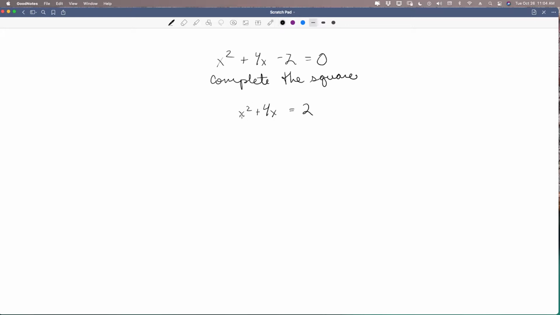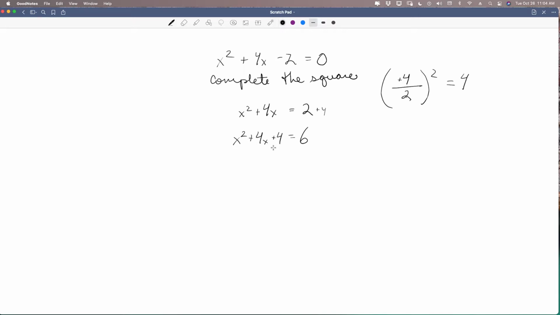We need to turn this into something that we can factor, but we still have to keep the equation balanced. So the way we do that is we take this term that has x to the 1, and we take 4, it's a positive 4, that's important, divide it by 2, and then we're going to square it, and that is what we're going to add to both sides. So in this case, 4 divided by 2 is 2. 2 squared is 4. So we're going to say x squared plus 4x plus 4. But we're going to add that to both sides. When we add 4 here, it'll be 6.